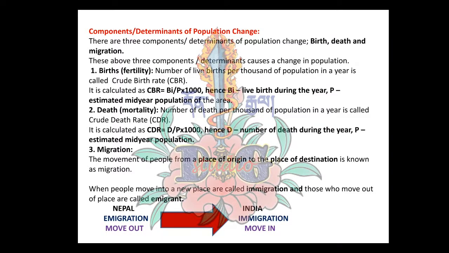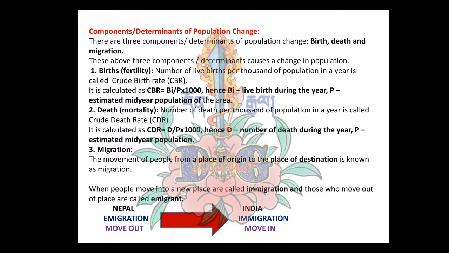Based on your textbook, we are going to discuss the two main topics, immigration and emigration. Based on your arrow, one person from Nepal, he or she moved to India. If he moved from Nepal, it is called emigration, and if he comes to India, it is called immigration. Immigration means move in. Emigration means move out.